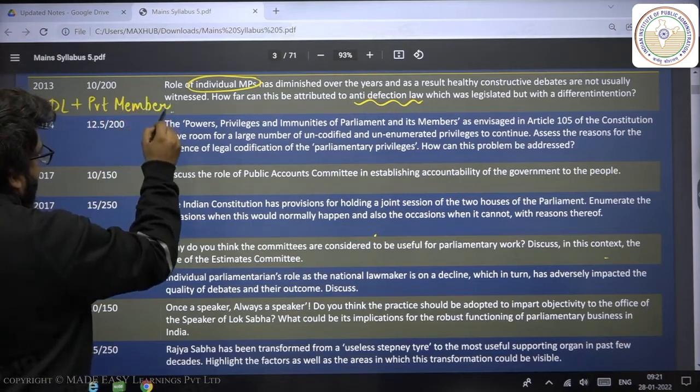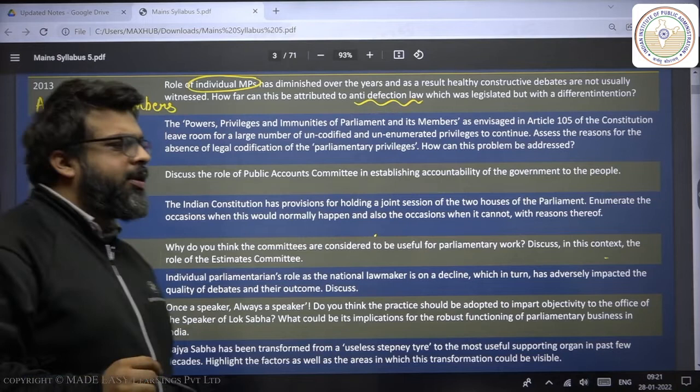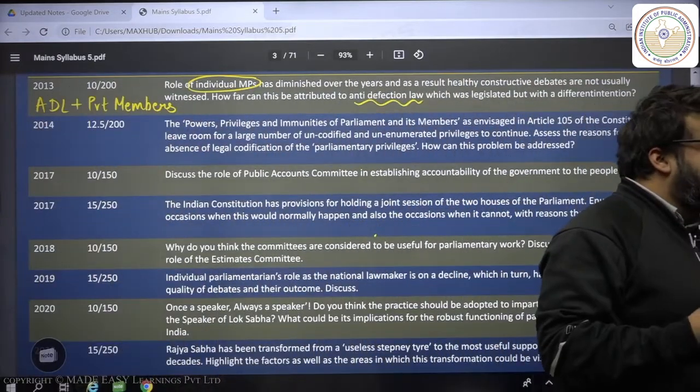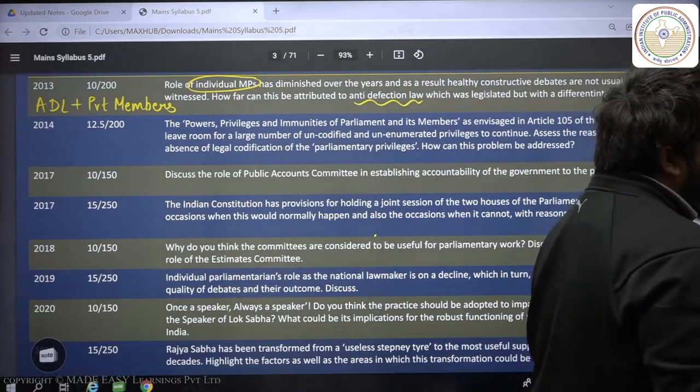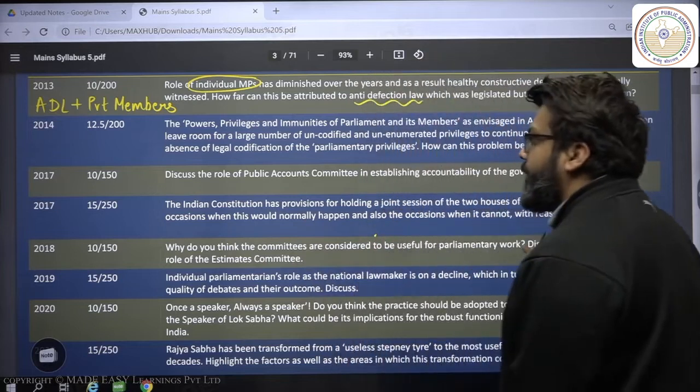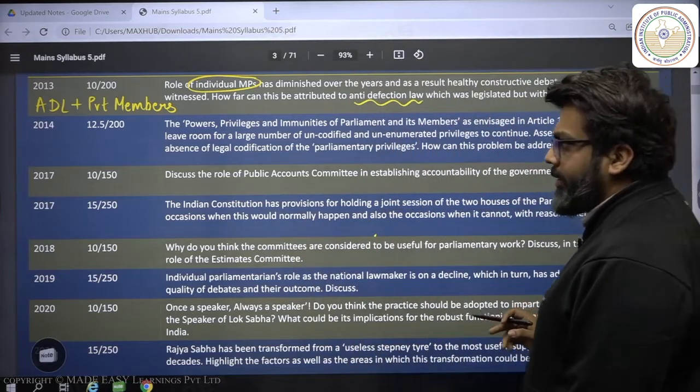Now, who are these private members? I will tell you what they are, but to give you a basic idea, anybody who's not a minister and an MP is a private member. Doesn't matter what party they may come from. So, 2 things are to be answered in this context.